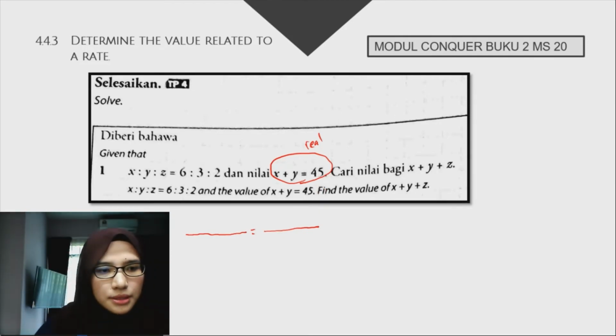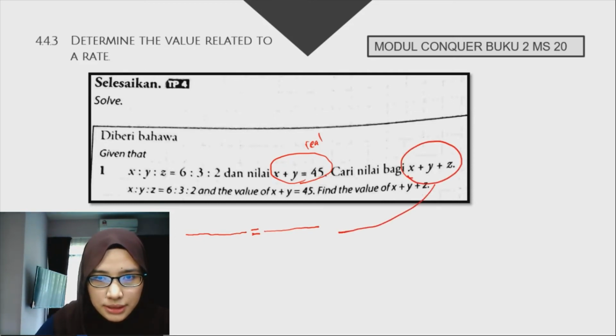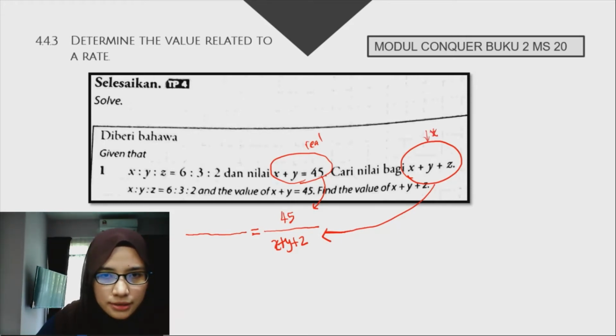Okay, let's continue with our question. Given here the ratio of three values, x, y, and z, and given the real value x plus y is 45. I'm using the proportion method. Left hand side and right hand side. What you need to write on your right hand side is your total. Total is your real value, x plus y plus z, and this one is 45. So your right hand side is your real value, either it is the total or the given value 45.